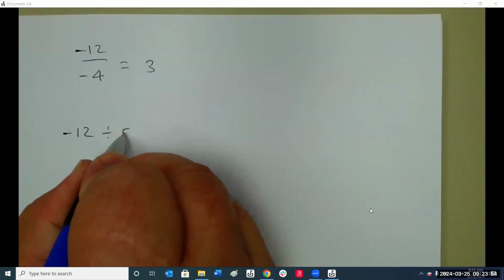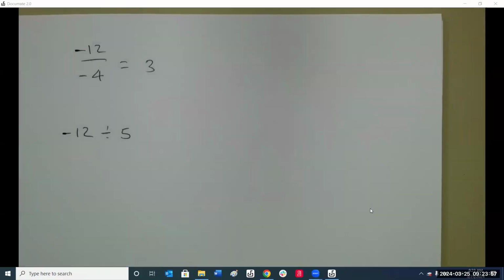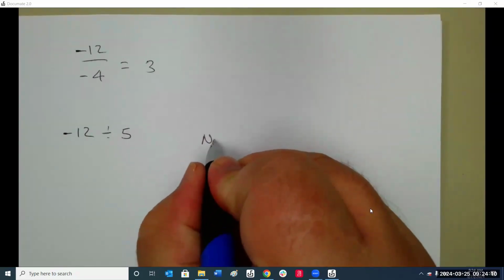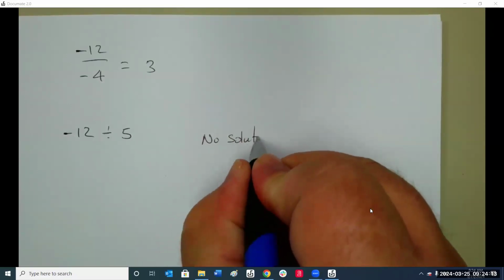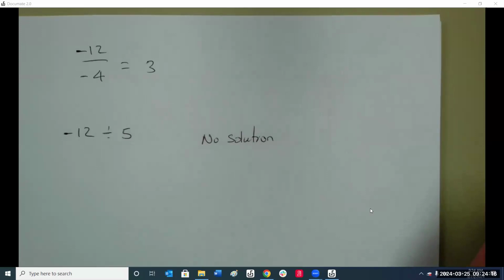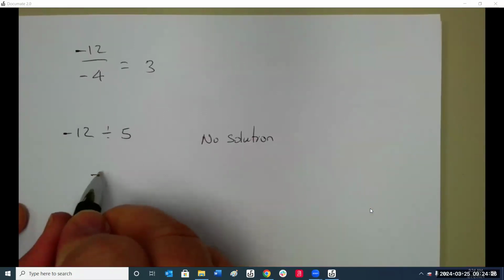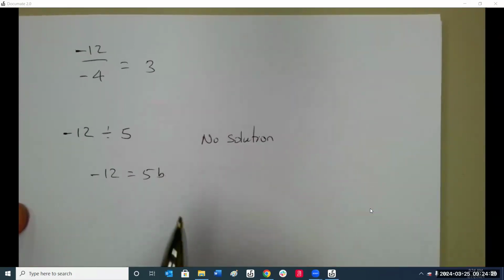-12 divided by 5. No solution. Why? What numbers are we dealing with in this set? Integers. So there is no unique number, integer, that multiplies by 5. So there is no unique integer.